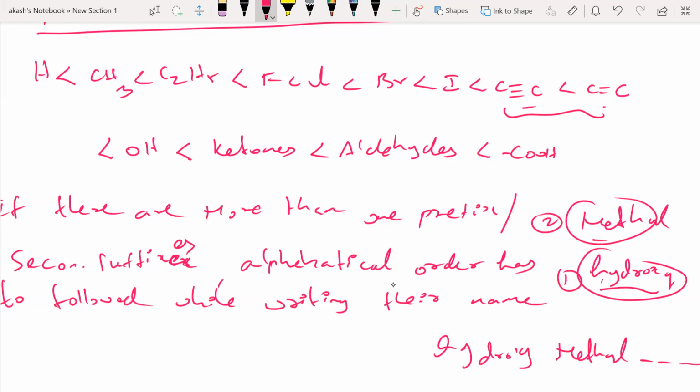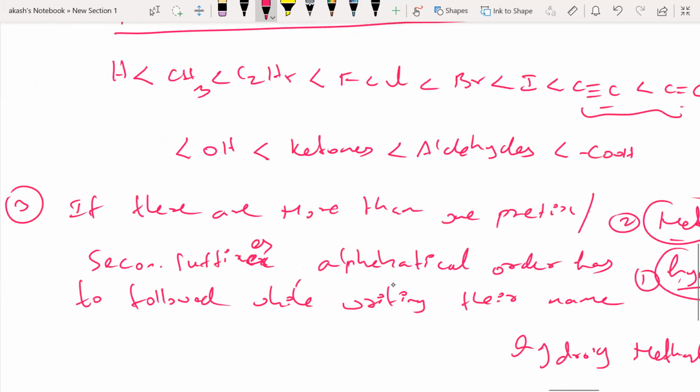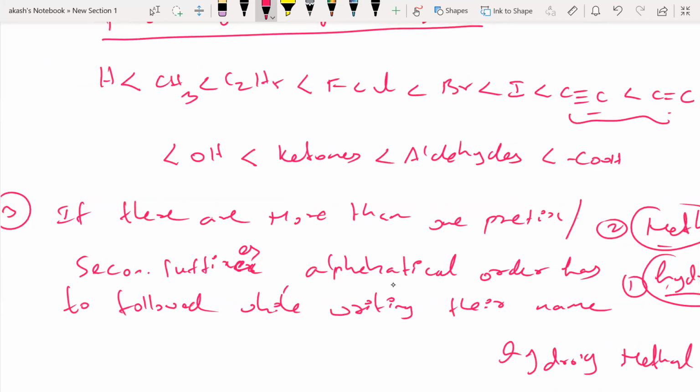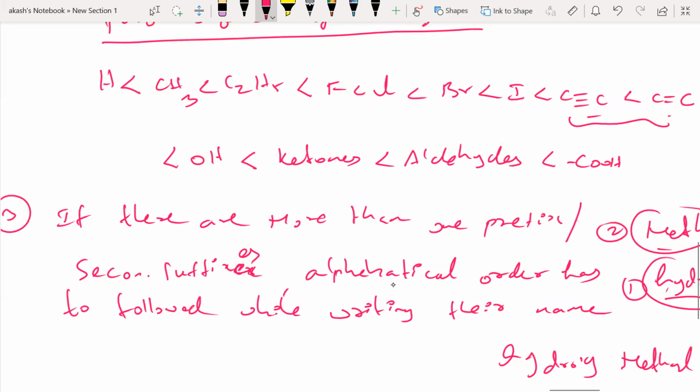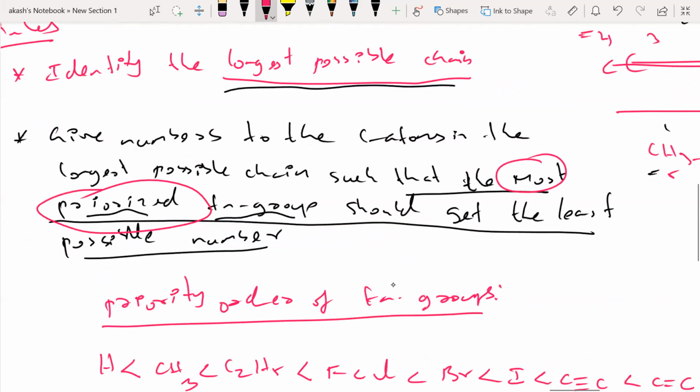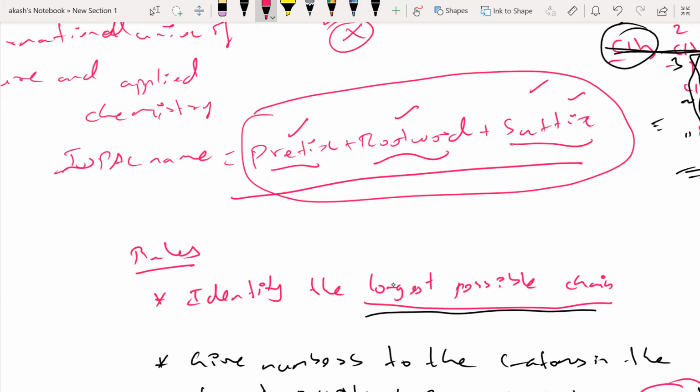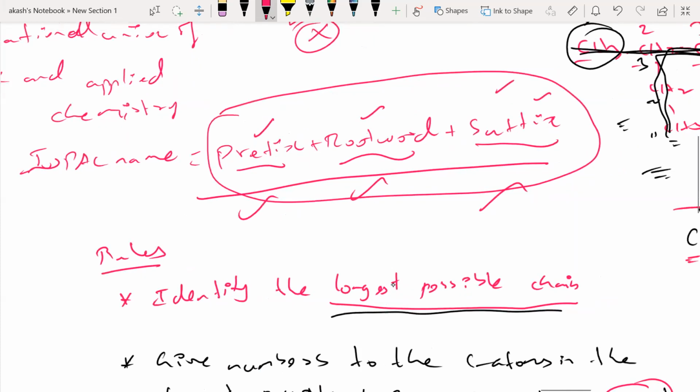All right, fine, people. You don't know yet what prefix and secondary suffix are. All you have to understand is that whenever you write something, you have to follow alphabetical order for some prefixes and secondary suffixes. Now, people, going back to the parts, let me write the parts again for you.